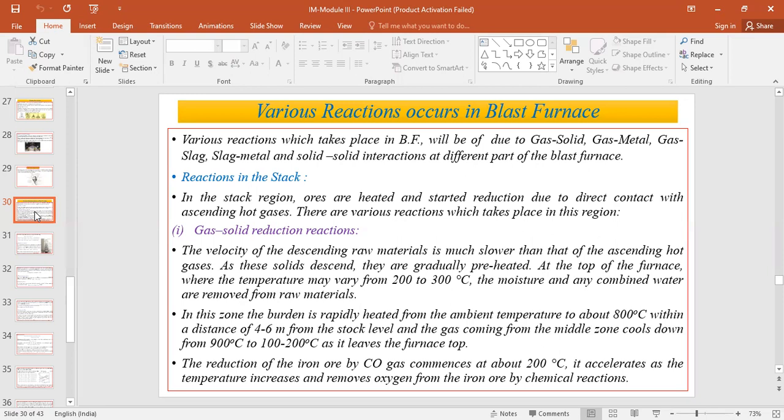So at all these different parts of the blast furnace, the burden will be in different conditions. Depending upon the condition of the burden, as per the temperature prevailing there, the interaction between the reactants will vary. In the stack part of the blast furnace, the entire burden, the raw material we are charging, the iron bearing material, the fluxes, the fuel, are all in the solid state. So certainly you can expect the interaction between the reactants to be gas solid reactions.